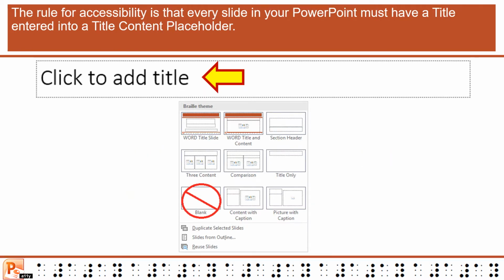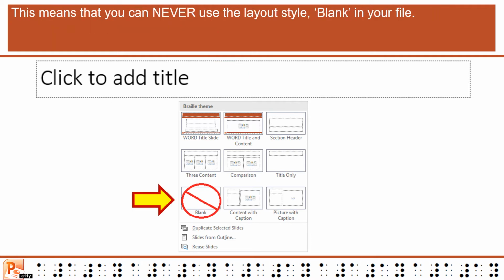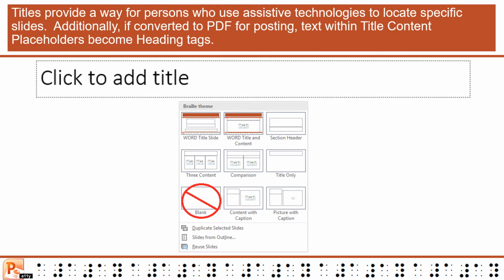The rule for accessibility is that every slide in your PowerPoint must have a title entered into a title content placeholder. This means that you can never use the layout style, blank, in your file. Titles provide a way for persons who use assistive technologies to locate specific slides.